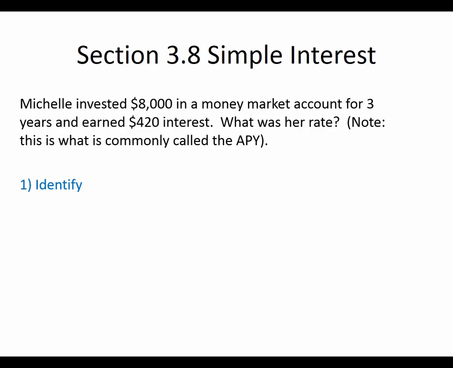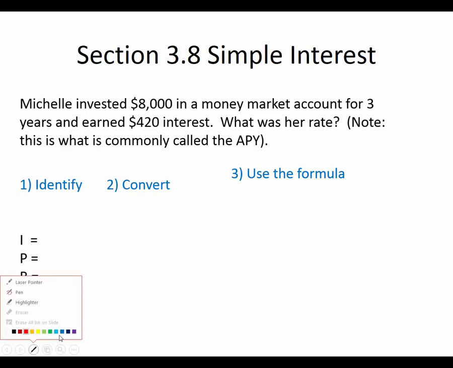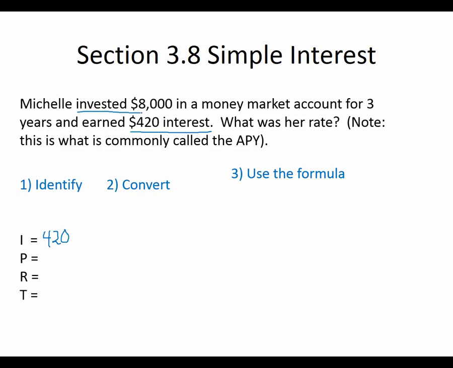First couple steps are the same. You're going to identify the interest, principal, rate, and time. That's always your first part of the process for these questions. Now, this is a little bit different because they actually told me the amount of interest. It says right here, it's $420. So $420 interest is what she earned, and my principal is always the original amount invested.